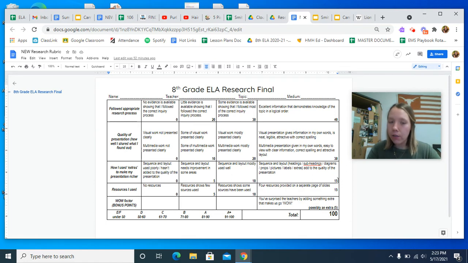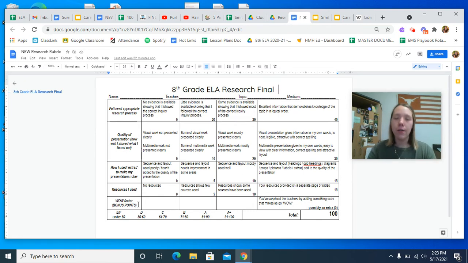So that's 15 points. And then we want you to include the resources that you used. So you have at least 4 resources provided on a separate page of the slides, okay? That will be 15 points. And then you have the ability to get an extra 5 points if you just have a wow factor, okay?